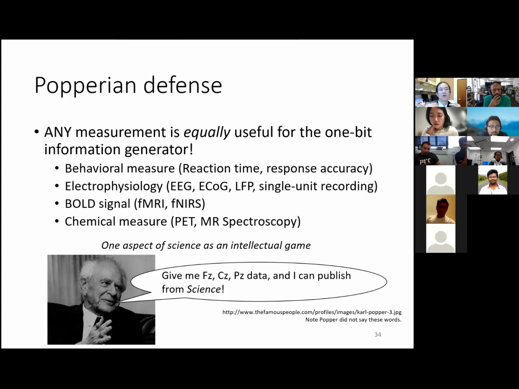So if we say, oh, we use ICA or whatever fancy EEG analysis method, that's why our conclusion is more important than yours. No, we cannot say that. As long as this experiment is designed properly and serves as a 1-bit information generator, then the dependent variable could be anything. That's why you can still write a Science or Nature paper by just using the reaction time. They are not even using any biometric, but they just use the reaction time, and they can still publish in Nature or Science.